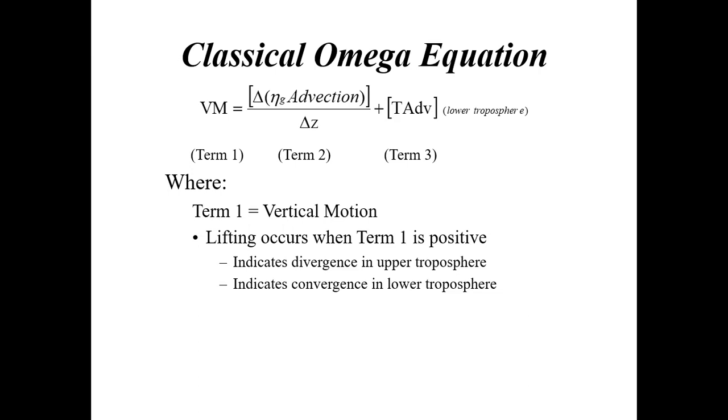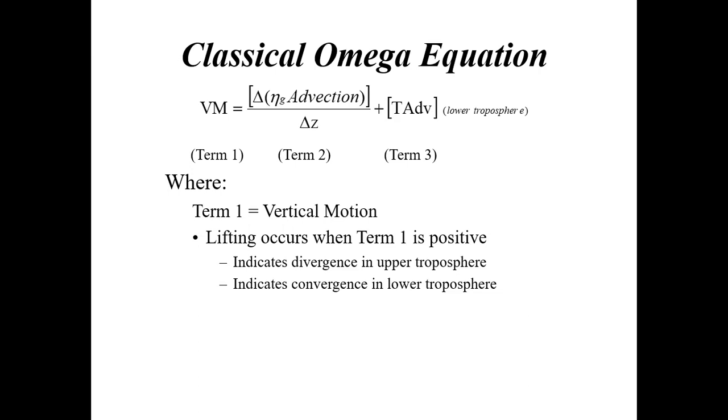Lifting is going to occur. So we're going to have rising air motion when the Vm is positive. When we have the vertical motion positive, that's going to indicate the upper level divergence. When you have upper level divergence, you have the removal of mass aloft. And as that mass is removed aloft, air comes from beneath it and rises in the vertical to replace the mass that's lost. It's going to indicate convergence in the lower troposphere. If we have upper level divergence, we have low level convergence beneath that.